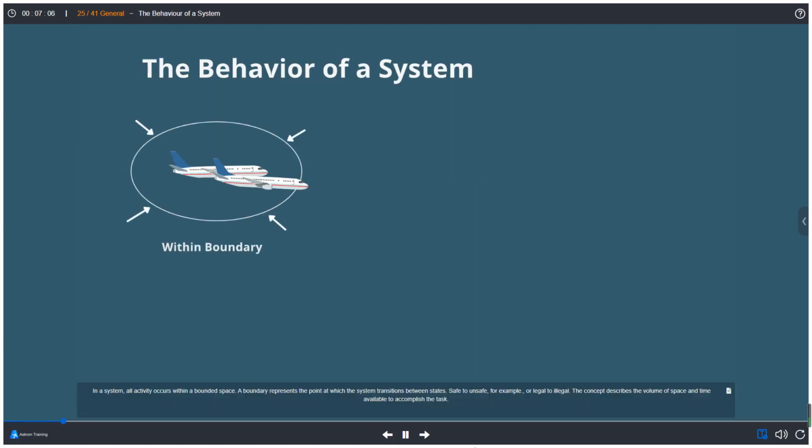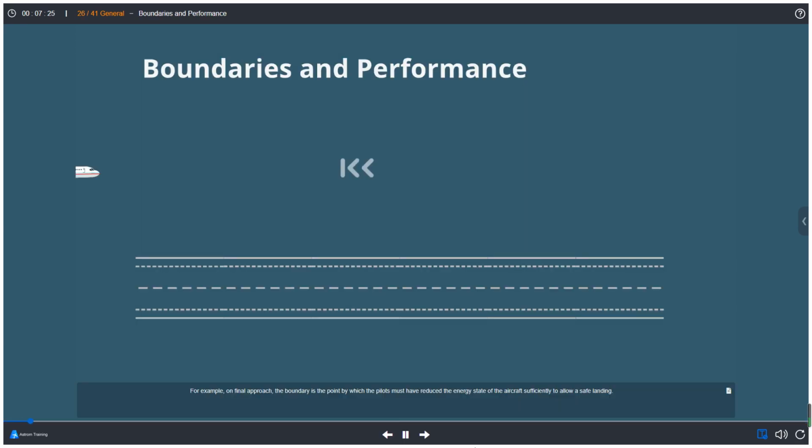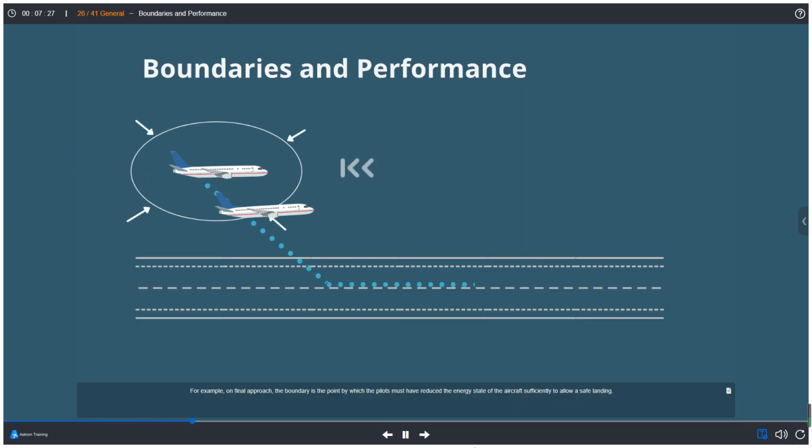In a system, all activity occurs within a bounded space. A boundary represents the point at which the system transitions between states: safe to unsafe, for example, or legal to illegal. The concept describes the volume of space and time available to accomplish the task. For example, on final approach, the boundary is the point by which the pilots must have reduced the energy state of the aircraft sufficiently to allow a safe landing.